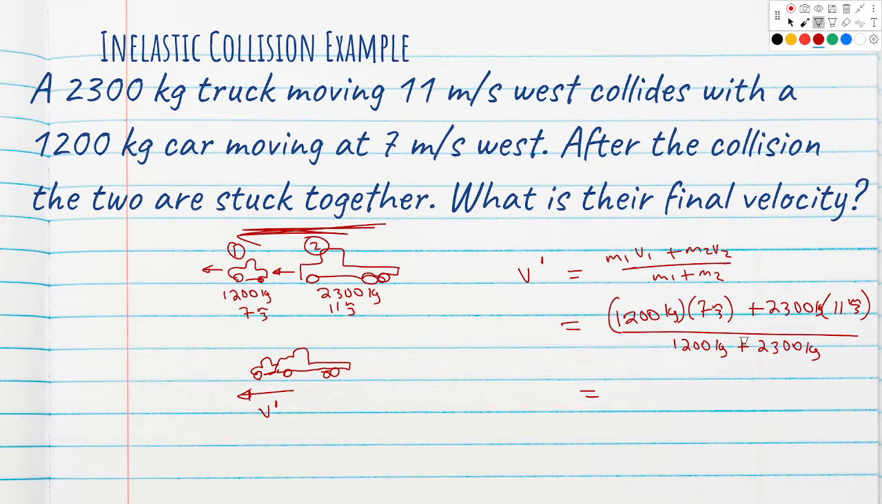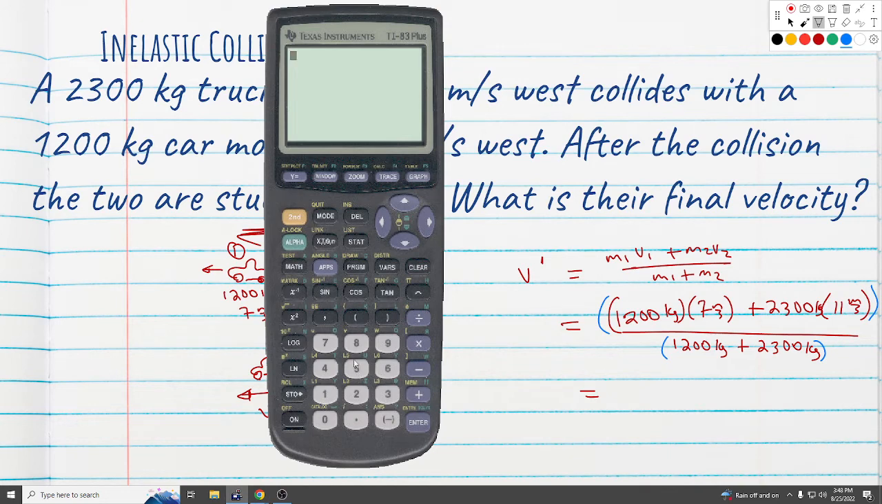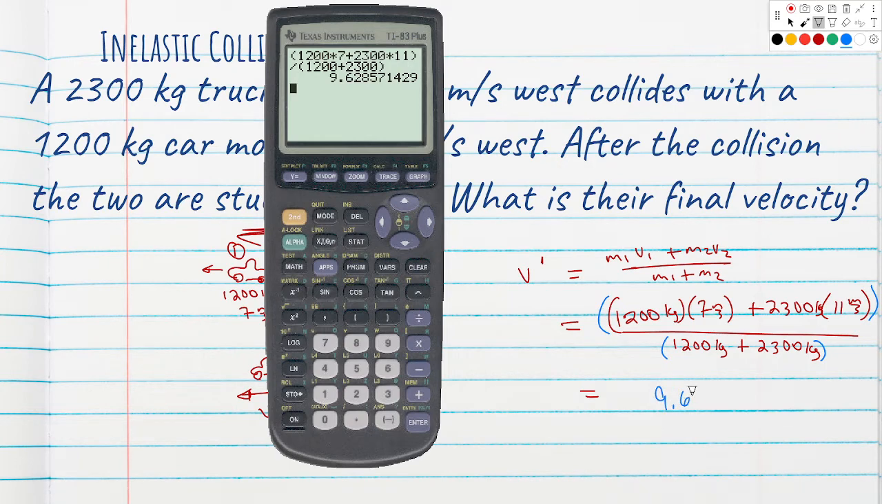Now I've got addition on top and the bottom, so this would be a capital place to come along and tie the numerator together before that division happens, tie the denominator together like that. So I'm going to do that on my calculator, and it's going to look something like this. I'll have 1,200 times 7 plus 2,300 times 11. There's the top, divided by parenthesis 1,200 plus 2,300. Okay? It's a hit and stick. I get to use the hit and stick formula. Afterwards, they're going 9.63 meters per second.